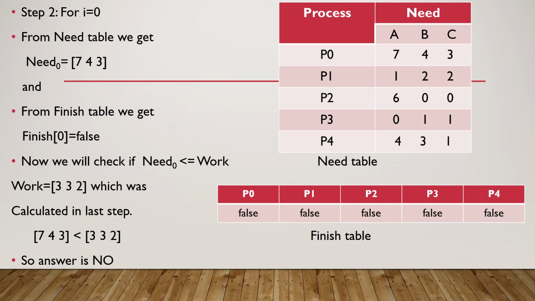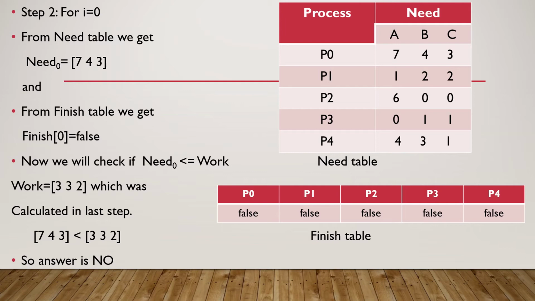So I is equal to 0, we will get the need that we have calculated. So need of P0, process P0, was 743, and we will check the finish value. So finish of process 0 was false. Only if the finish value is false will we execute for that process. Now finish of 0 was false, so we will continue.